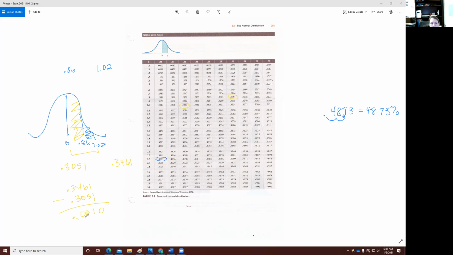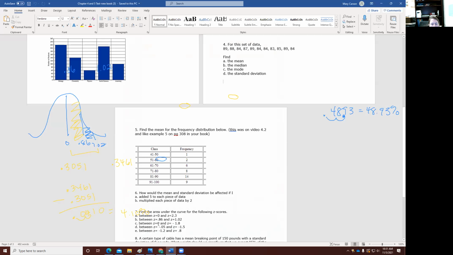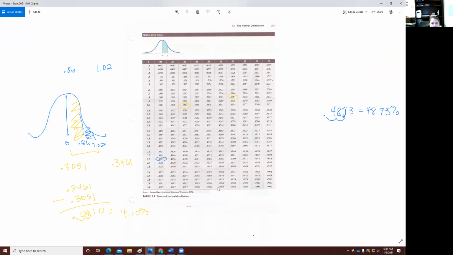0.140, and we move our decimal 2 places to the right, and that would be 4.10%. Okay, so for the next one. The next one you want is between 0 and negative 1.8. Now, if you notice, we don't have a negative on our z-score, but the negative direction is going to be the same percentage. It's just going to the left, okay?